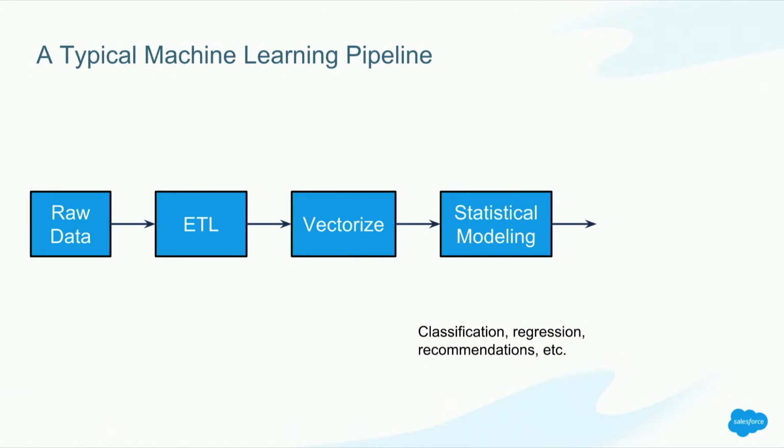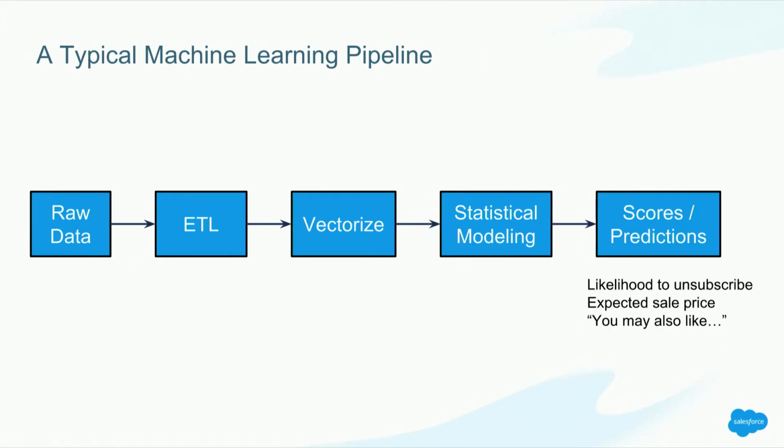And so with those statistical models, we're going to use them to produce scores or predictions on any number of things. If it's a classification, for example, will the person unsubscribe or not? If it's a regression, maybe the expected sale price of your product. Recommendations as well. We can predict the most likely to buy or the highest rated item for a particular user.